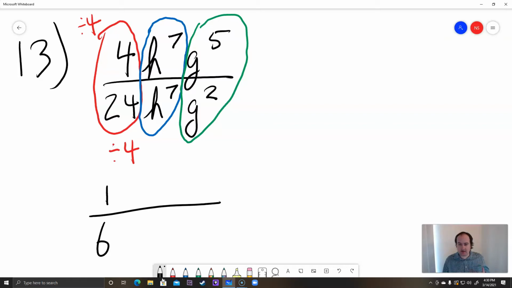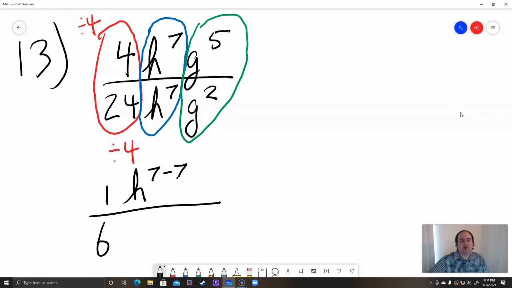Now let's take care of the h to the 7th. Here we're dividing exponentials with the same base, so we're going to subtract. And the order does matter, top to bottom, left to right. So it's going to be h to the 7 minus 7. And that's in your numerator. So that's going to be up here, h to the 7 minus 7.